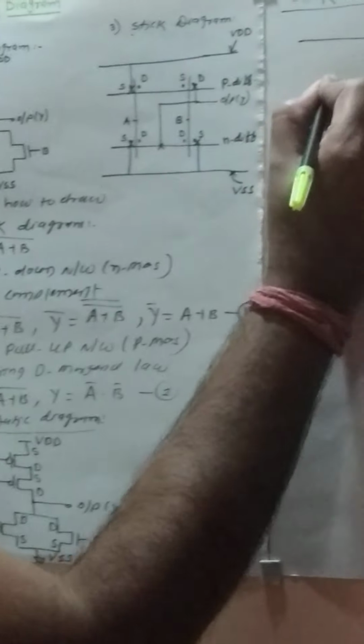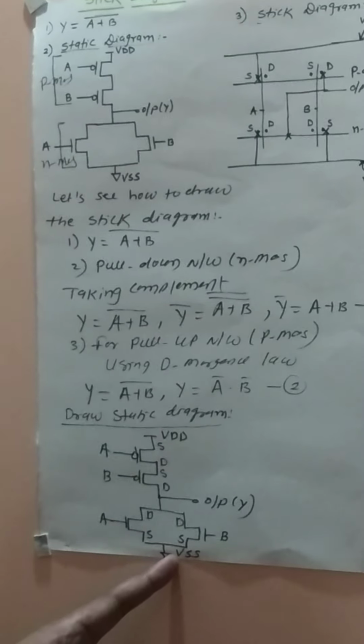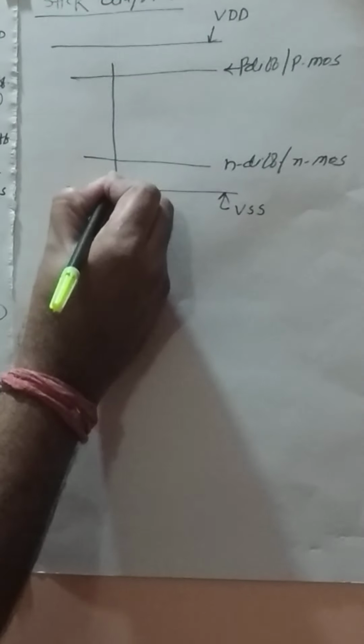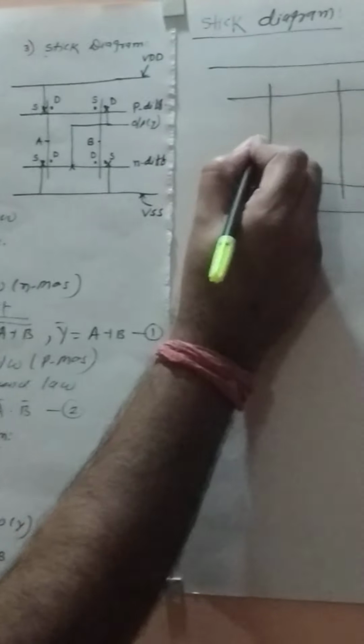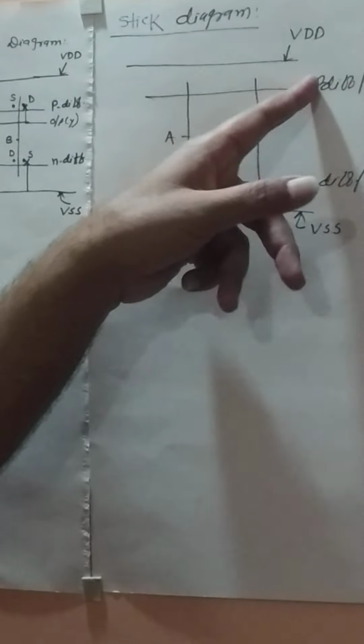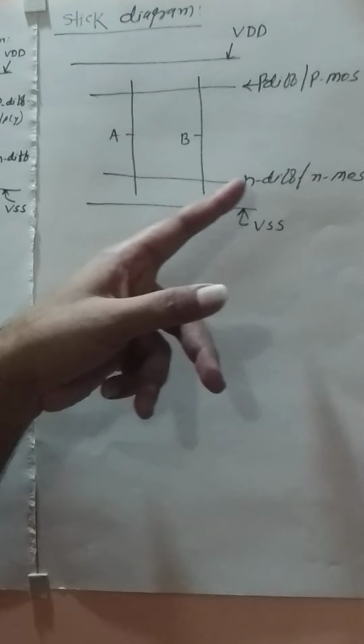Again draw the two lines. These lines are called P diffusion or PMOS, and this is known as N diffusion or NMOS, because we have PMOS on the upper side and NMOS on the lower side. Next draw the two vertical lines, because we have two terms A and B. So this is A and this is B. These A and B are the gate terminals of PMOS. Also A and B are the gate terminals of NMOS.